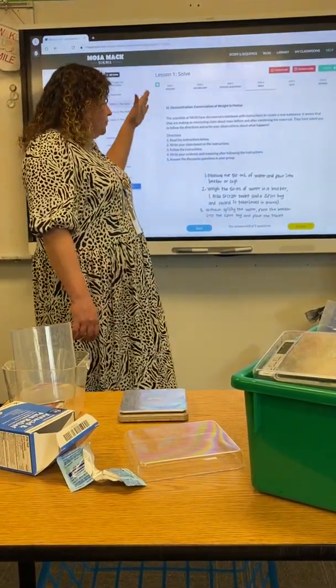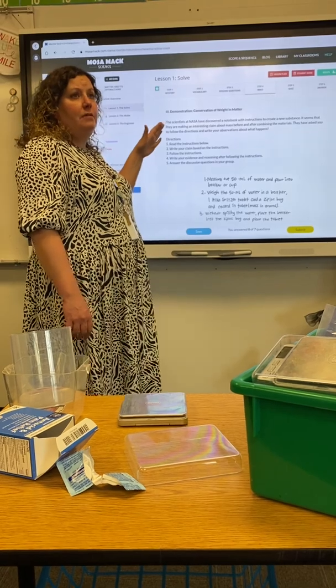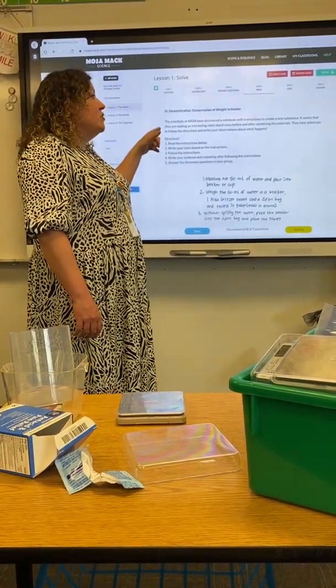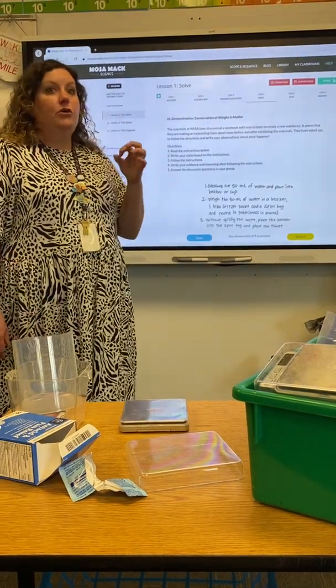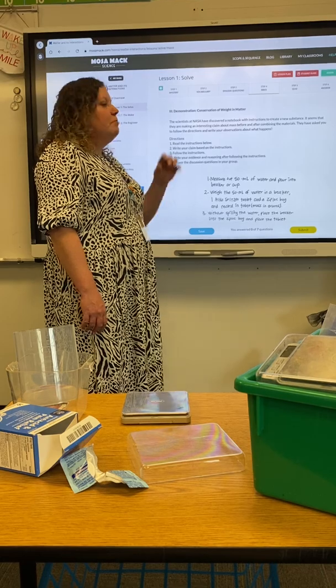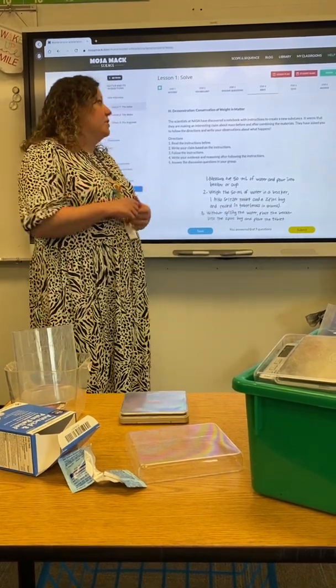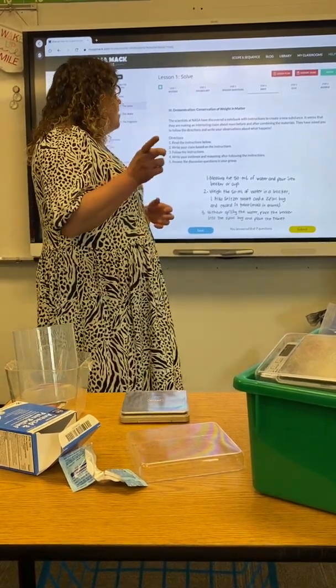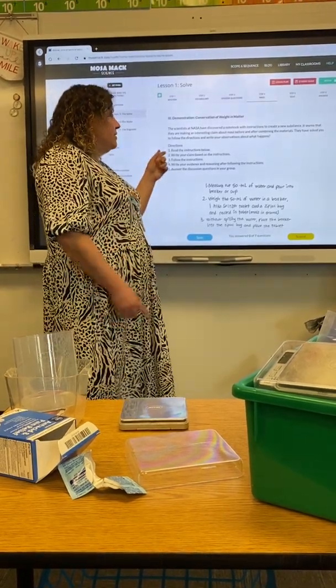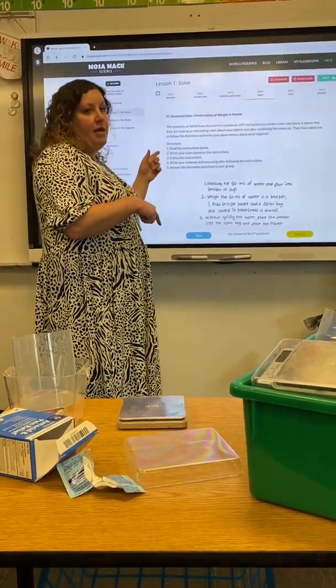Okay, so we're talking about conservation of weight in matter. So here's the question. The scientists at NASA have discovered a notebook with instructions to create a new substance. It seems that they're making an interesting claim about mass before and after combining materials. They've asked you to follow the directions and write your observations about what happens. The directions are: read the instructions, write your claim based on the instructions.